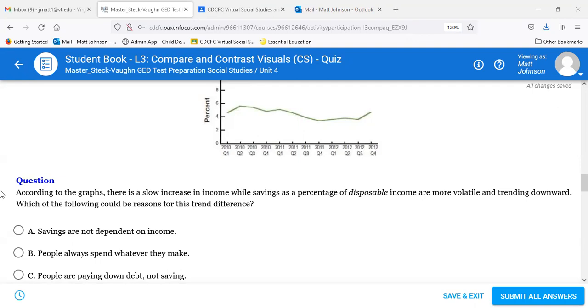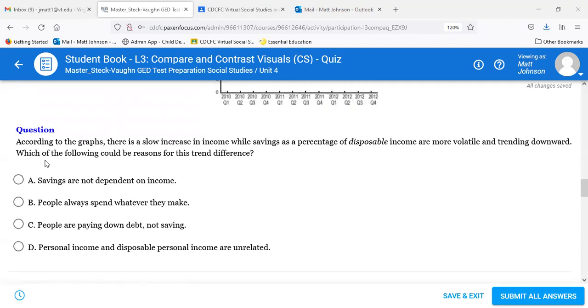According to the graph, there is a slow increase in income while savings as a percentage of disposable income are more volatile and trending downward. Which of the following could be reasons for this trend difference? A, savings are not dependent on income. B, people always spend whatever they make. C, people are paying down debt and not saving. Or D, personal income and disposable personal income are unrelated.